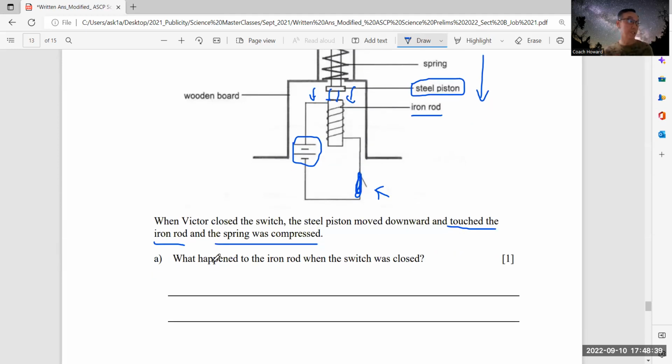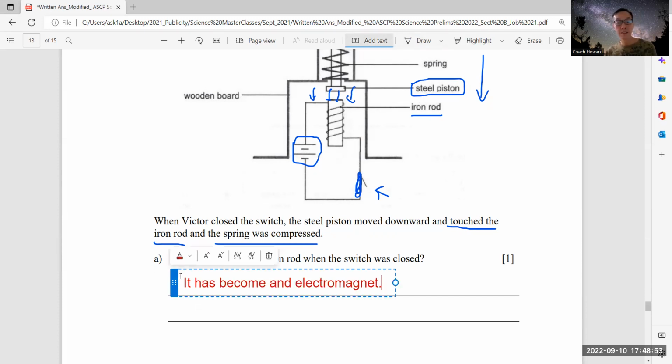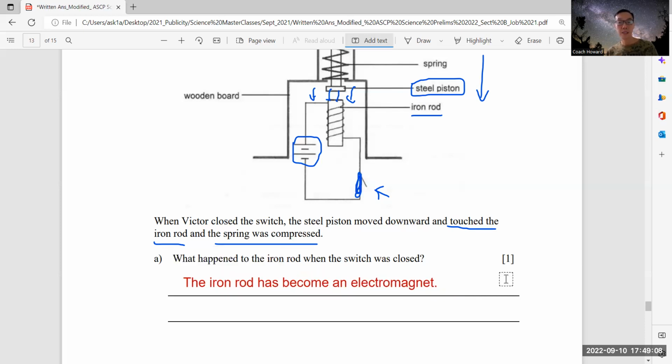So you just mention it has become an electromagnet. What happened to the iron rod? The iron rod has become an electromagnet. Okay, next.